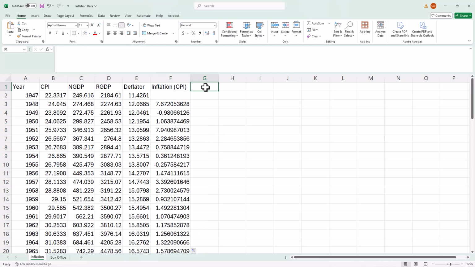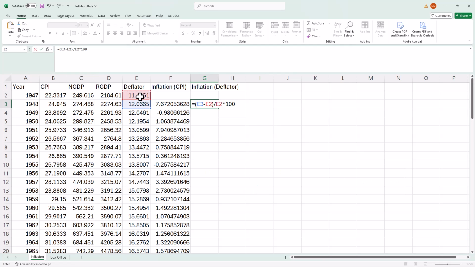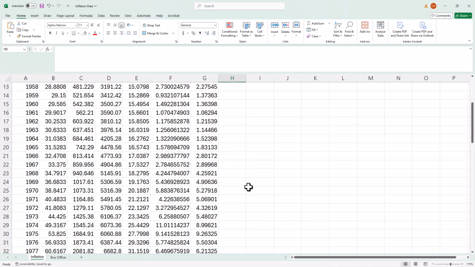And then I'm going to do the exact same thing with our deflator so that we can compare the two. We're going to take our price level in the current year minus the price level in the previous year, divide by the price level in the previous year, and then multiply by 100, exactly the same as what we do with the CPI, and then copy that all the way down. We can scroll down through history and compare the two, and you can see that they're generally pretty close to each other, but not the same.